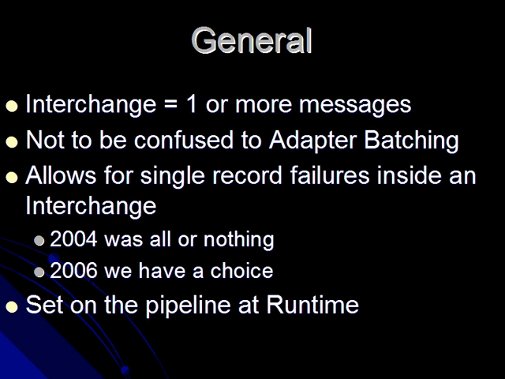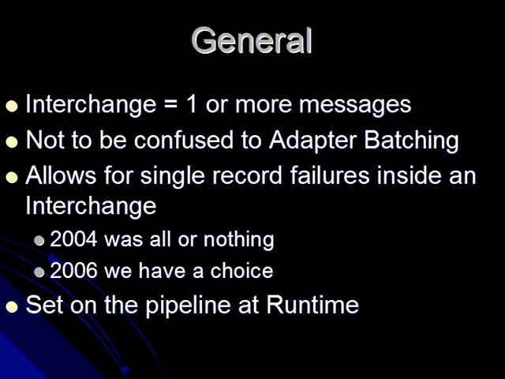Let's talk about some general items first. First off, what is an interchange? An interchange is simply one or more messages inside of BizTalk. A receive pipeline will receive a single interchange, and then using the flat file disassembler or an XML envelope, it may actually break up that interchange into many messages, or it could just pass the whole interchange through as a single message. So essentially, an interchange is one or more messages.